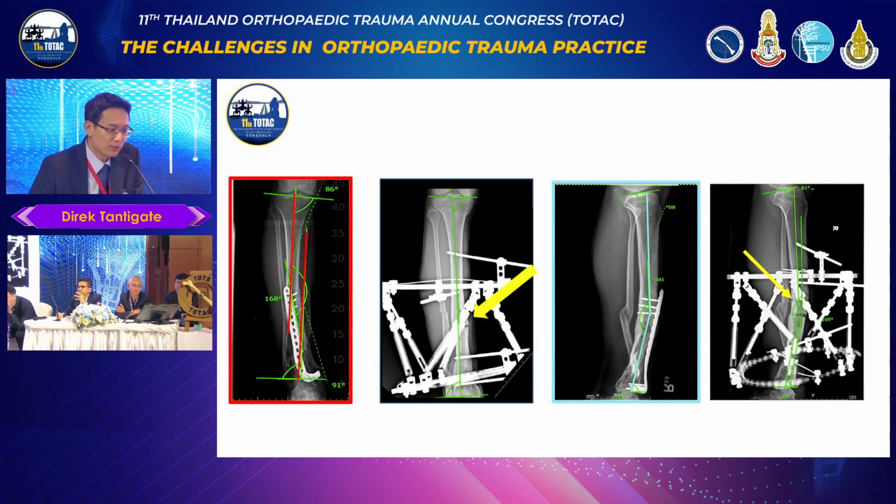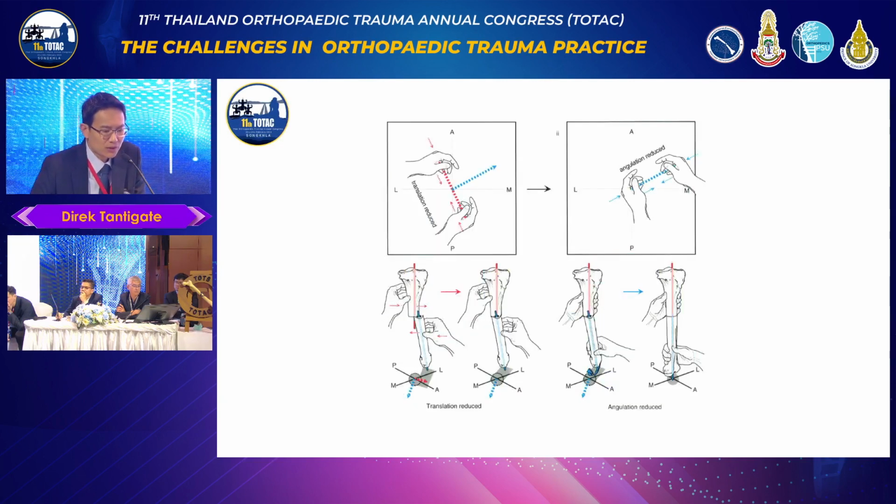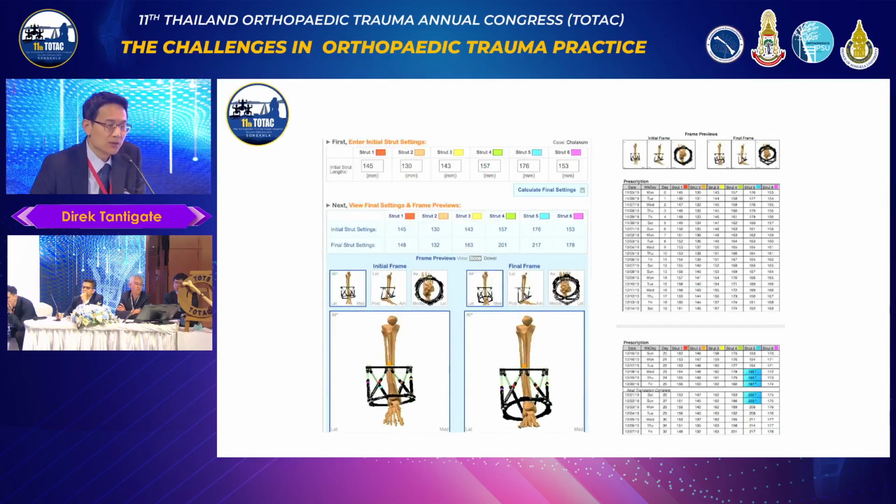So what we got is better alignment, but not great, and still a leg length discrepancy, without compromising the blood supply. I corrected the translation first to make sure that the skin is okay, and I do the anterior angulation later by gradual correction. The system I use is a Taylor Spatial Frame.